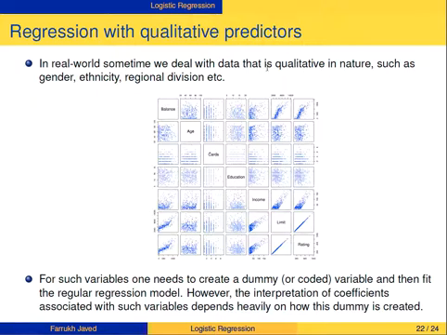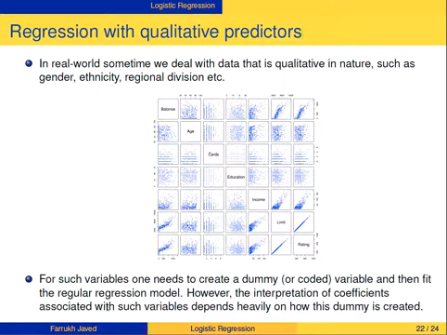In the real world, sometimes we deal with data that is qualitative in nature, such as gender, ethnicity, regional divisions, for instance, etc. Like here, balance, age, cars, you have lots of variables, right? Some are qualitative, some are quantitative. So for such variables, one needs to create a dummy variable and then fit a regular regression model. By the way, we are talking about predictors, not responses. So when your predictors are qualitative, just use dummy variables like 0 and 1, as we did with students, like 0 for a student and 1 for not student. So in your predictors, you can use dummy variables or coding to define qualitative variables into quantitative and then use a simple linear regression.